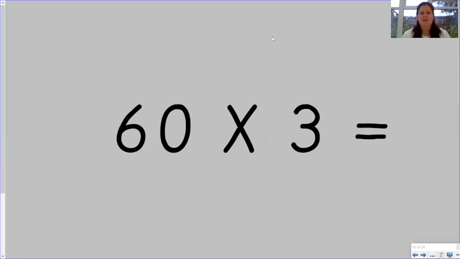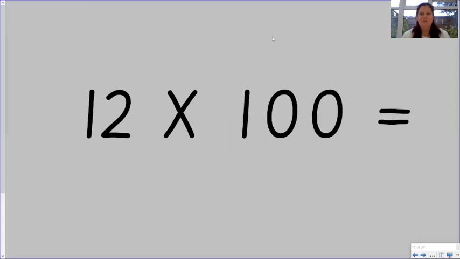60 times 3, 180. Do you remember that trick of when we're multiplying by a multiple of 10? So 3 times 6 is 18, multiply that by 10 to give you 180. 12 times 100, 1,200. How'd you get on with that one?